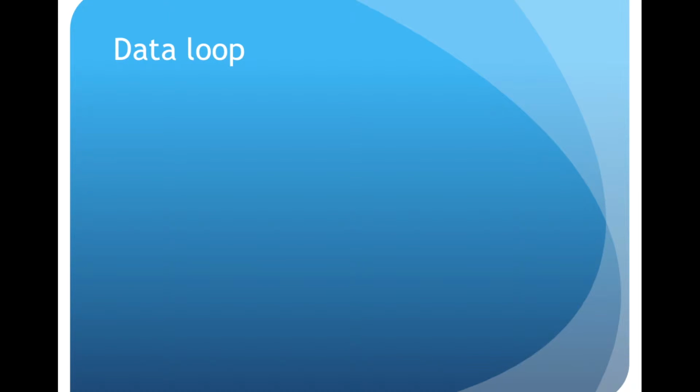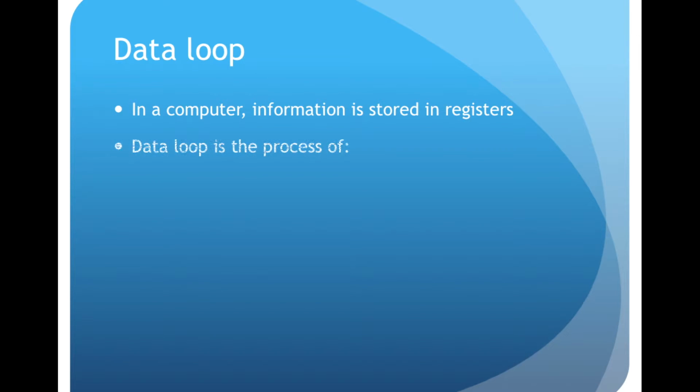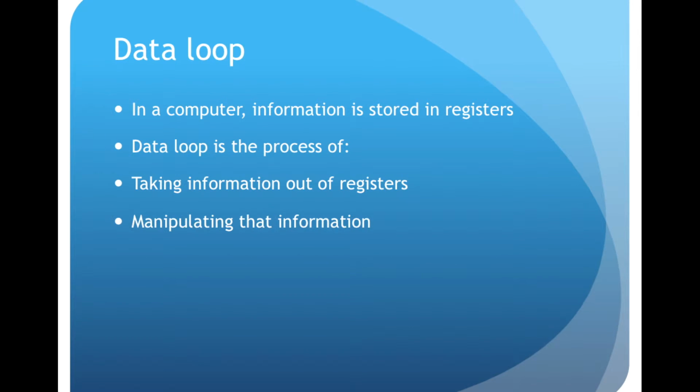Let's start talking about the data loop. So, what is a data loop? Well, in a computer, we have information, and it's stored in these things called registers. A register is your most basic form of memory. It's something that's really fast, and it's just the first thing you probably want to store stuff in. So the problem is, cool, we've got this information stored in the registers, but let's say that we want to edit it. Well, we go through a process of taking the information out of the registers, manipulating that information, and then we can just send it back in.